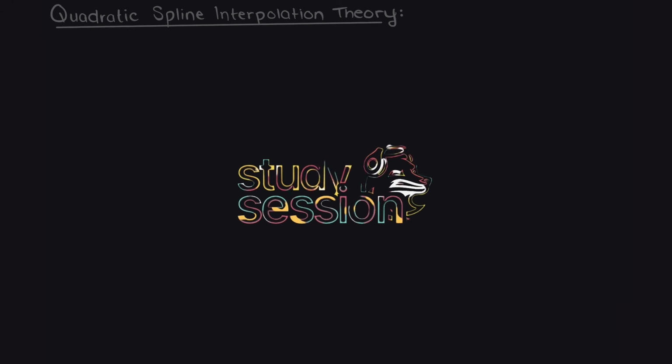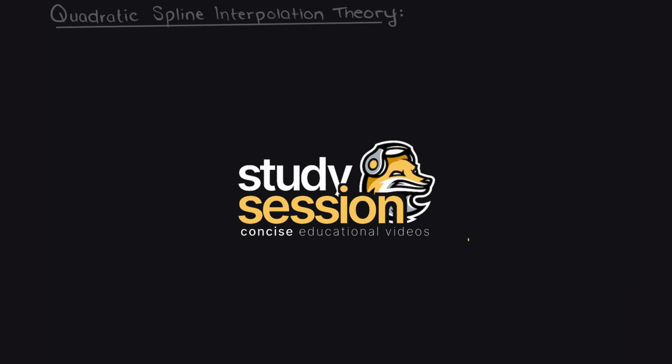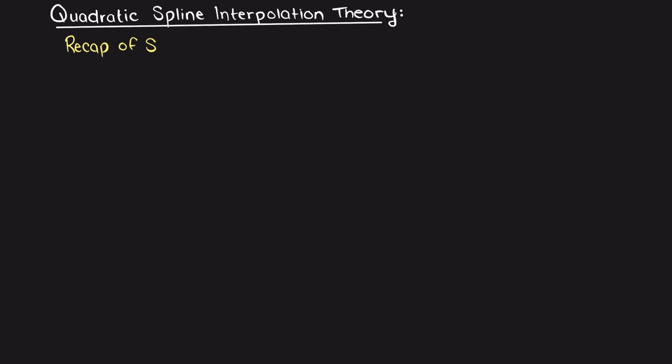Hey everyone, let's talk about the theory of quadratic spline interpolation. Firstly, what is quadratic spline interpolation? As the name implies, quadratic spline interpolation is a specific type of spline interpolation that uses quadratic equations as our splines. If you recall, in the past video, we talked about what spline interpolation are, so if you missed that video, check out the link in the description down below.